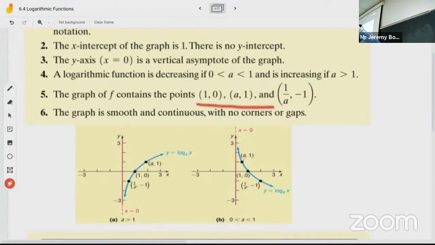And these are some points. If it's a basic one, you're going to have (1, 0), (a, 1), where a is your base, and (1/a, -1). But those can shift. I don't put a lot of work into memorizing that. The graph is smooth and continuous with no corners or gaps. That's good to know. So it's a continuous function. There are no jumps. There are no gaps in it. It's a smooth function. You can draw it with one pencil stroke.